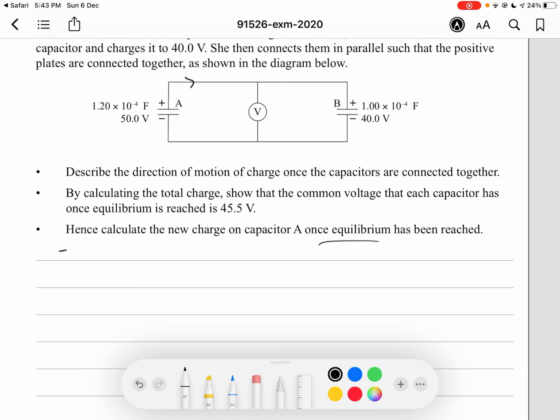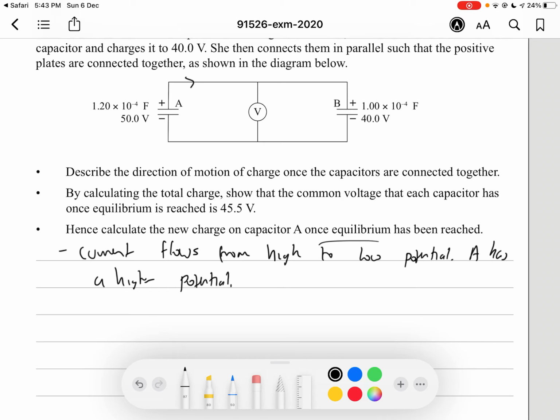Alright, so if we want to describe the motion of charge, we can say that current flows from high potential to low potential. A has a high potential. So hence charge flows from A to B.